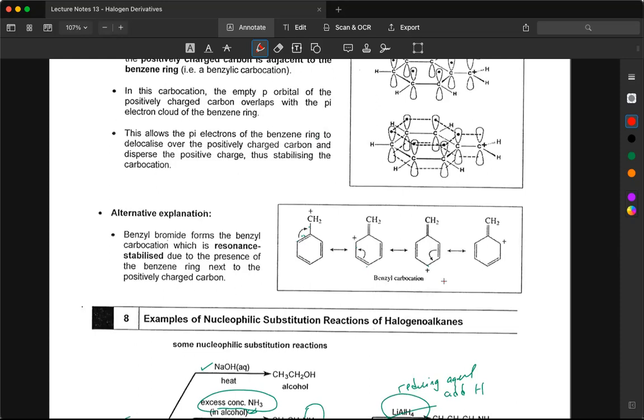An alternative explanation would be that benzyl bromide forms a resonance stabilized structure due to the presence of the benzene ring. Okay, so this is the resonance structure of the benzyl carbocation.